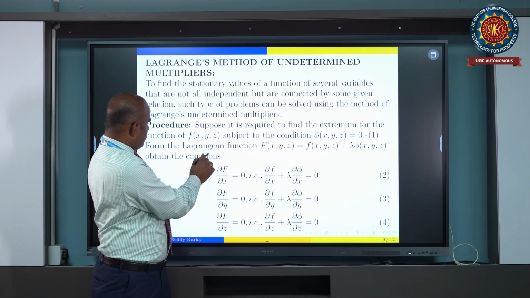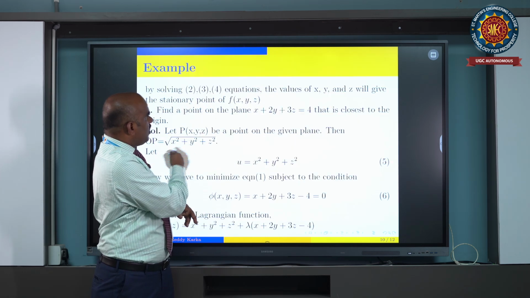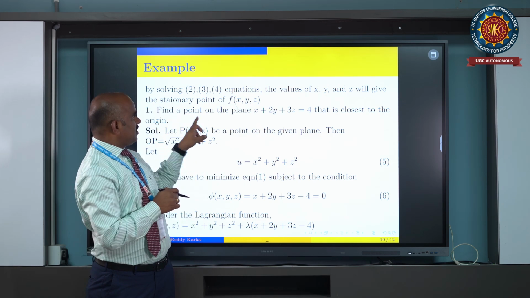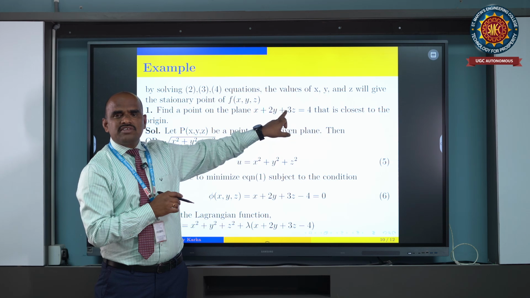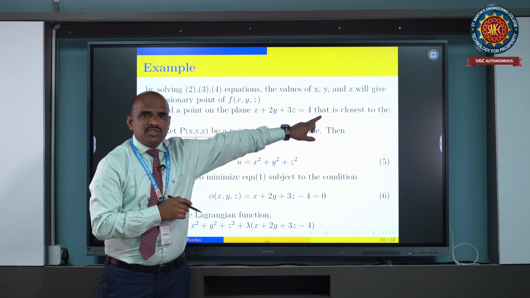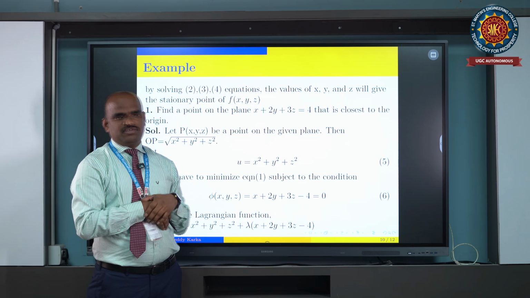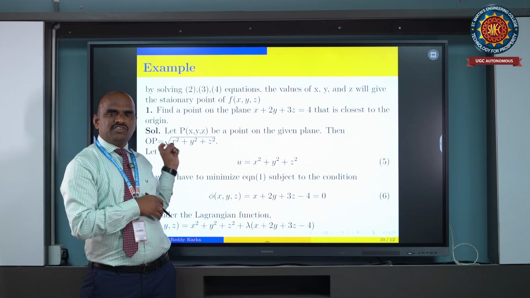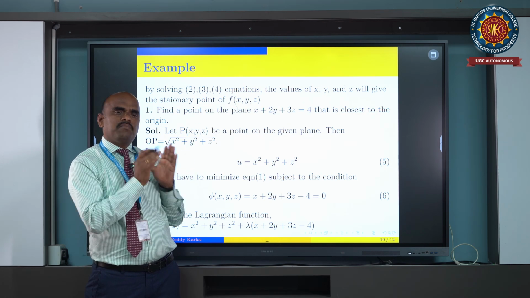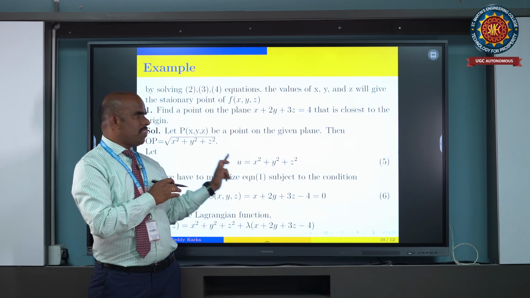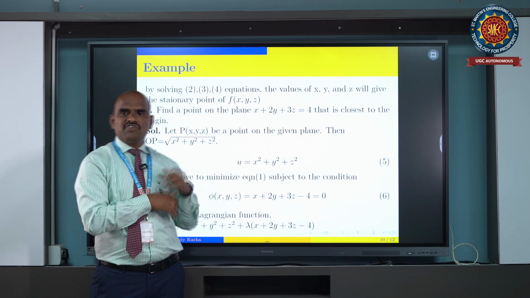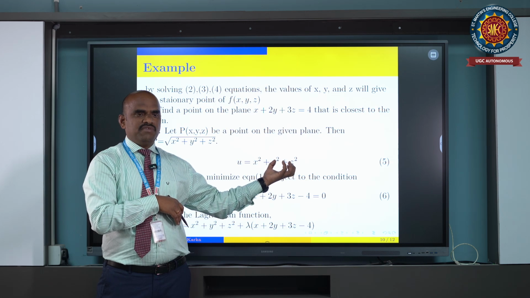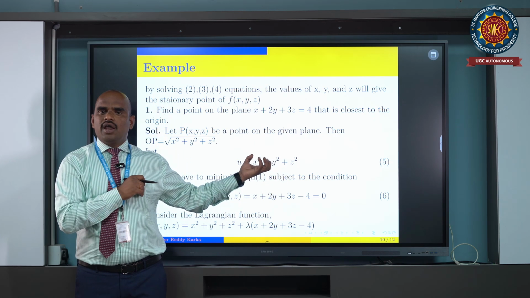So here I am solving this. To understand the concept, I am considering one example. In the plane x plus 2y plus 3z equal to 4, I want to find a point which is nearest to the origin. Here P is any point in the plane, O is the origin, and the distance between the origin and the point, OP, is given by this equation. I am taking the square root of this OP as the function U. So here we have to find the minimum of this distance between the origin and a point.